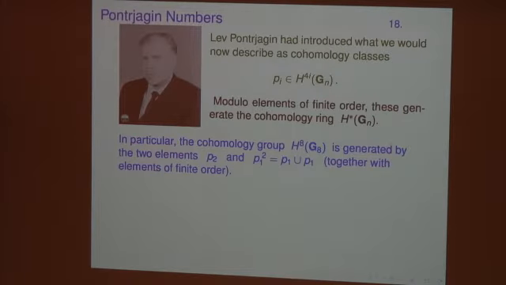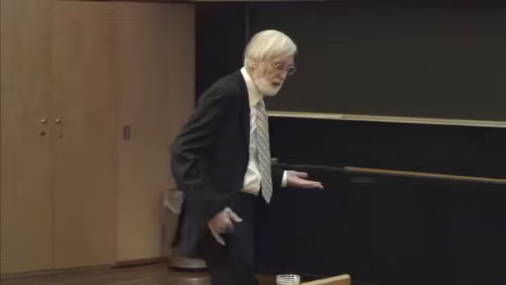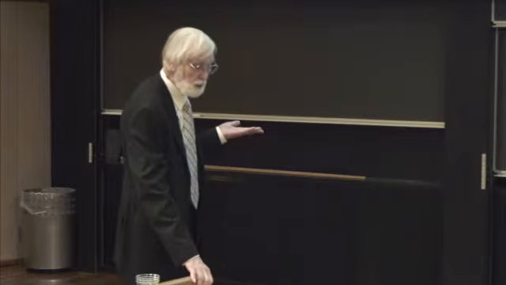So in particular, the cohomology group H^8 of G_8 is generated by two elements. You just look at what products of Pontryagin classes have dimensions adding up to 8. You can take P1 squared or P2, and there are no other possibilities.